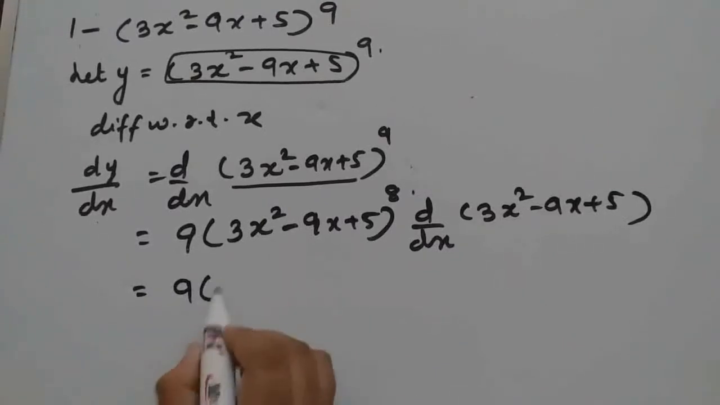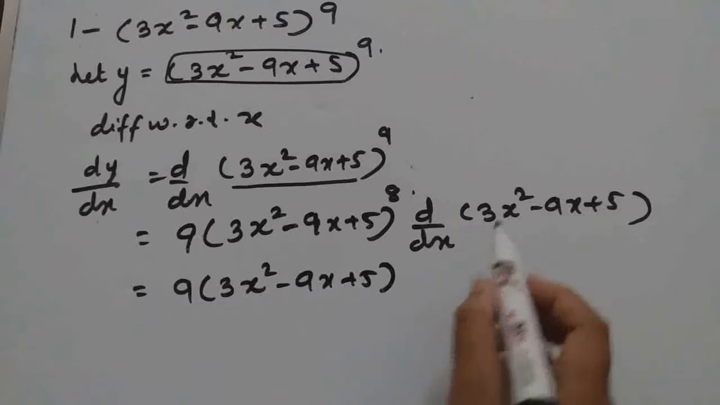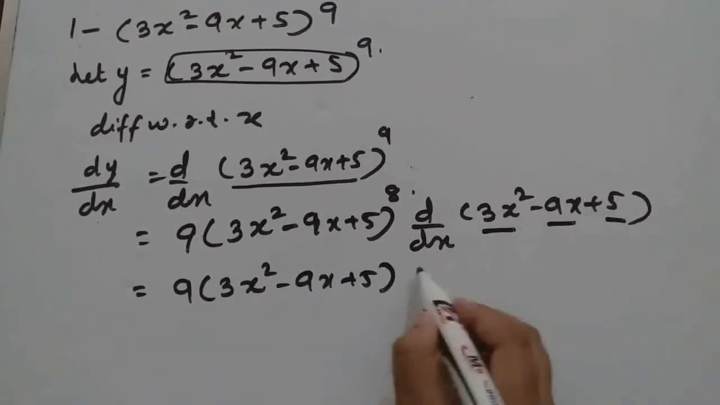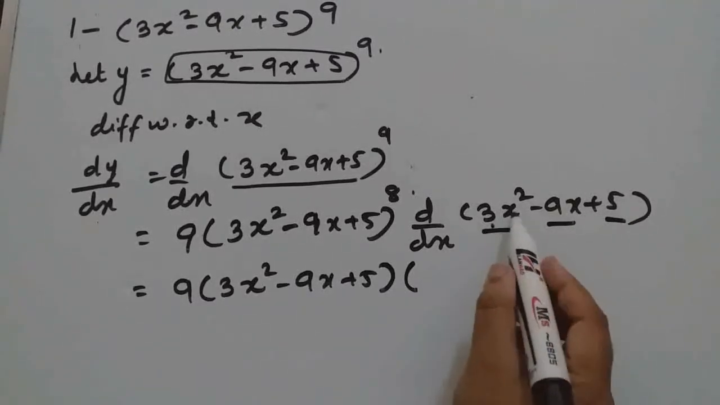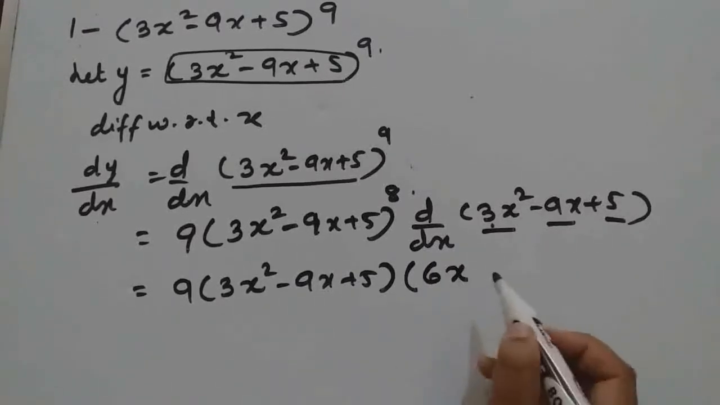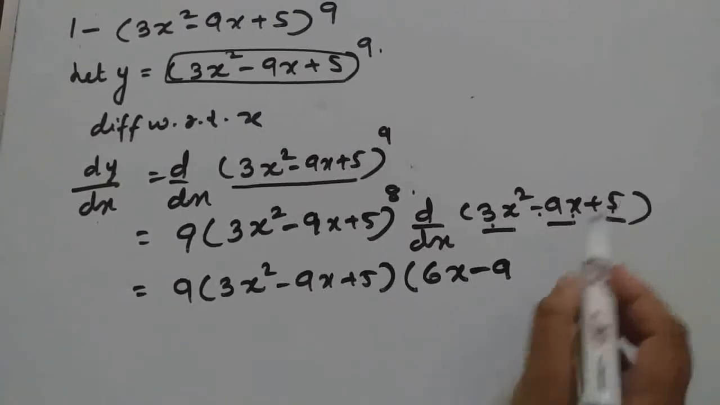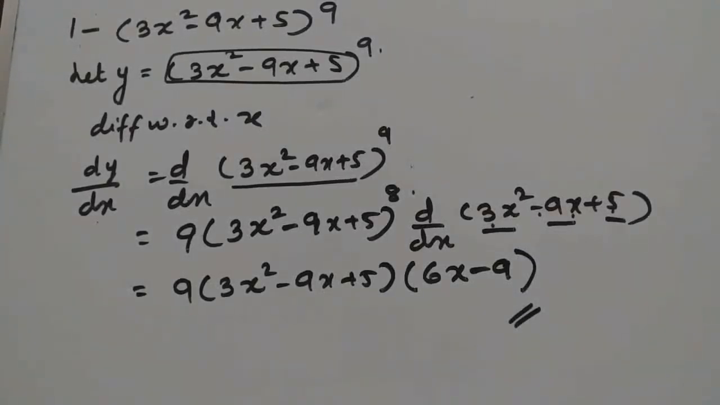Now in the next step, we should find the derivative of each term separately. So 3 is the coefficient and the derivative of x² is 2x. So that will become 6x − 9. Derivative of x is 1. Derivative of 5 is 0. So this is your final answer.